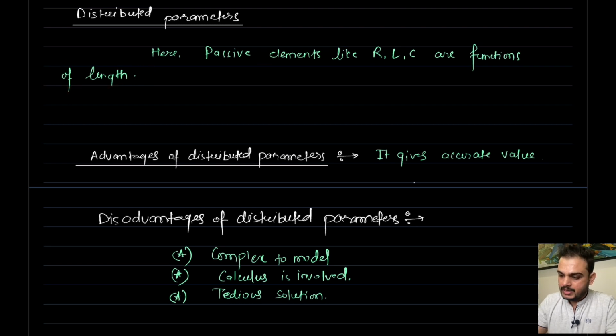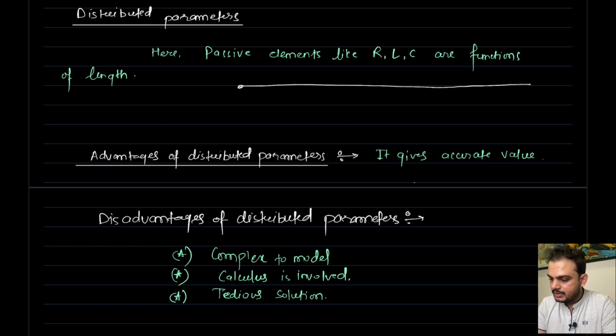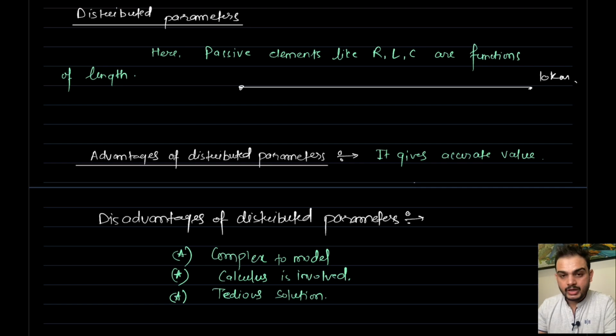For example, this is my transmission line, a 10 kilometer line. Here my passive elements like R, L, C are functions of length, so we will do analysis in a per kilometer or per meter manner. This is my first kilometer, this is my second, third, fourth, like that we have a 10 kilometer line. For this 1 kilometer section, my resistance value is, let's say, 1 ohm.